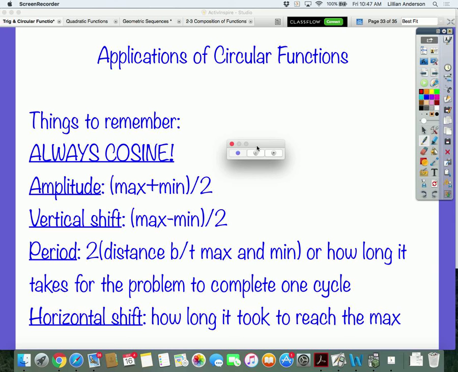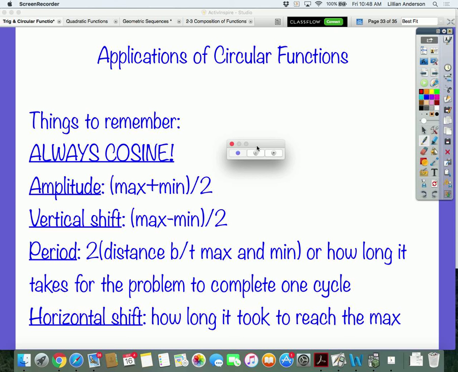Your period is 2 times the distance between your max and your min, or however long it takes for the problem to complete one cycle. Okay, that really depends on what type of problem you're dealing with. Like if you're dealing with a Ferris wheel problem, it talks about a person gets on and rides it all the way around, and it takes them 20 minutes to go around or something like that, then 20 would be your period, because that's how long it takes them to go one full cycle, one time around the Ferris wheel.